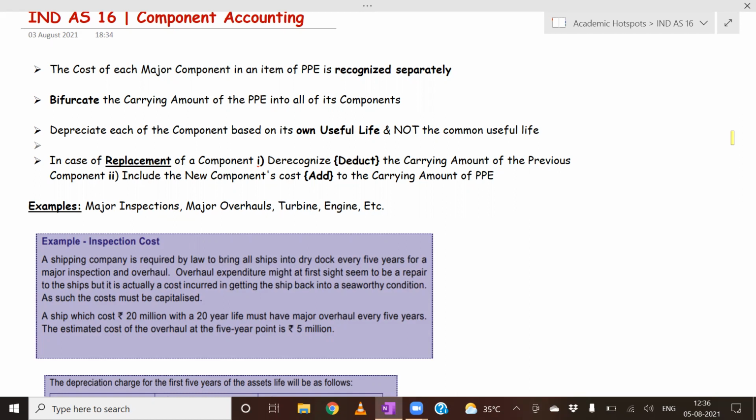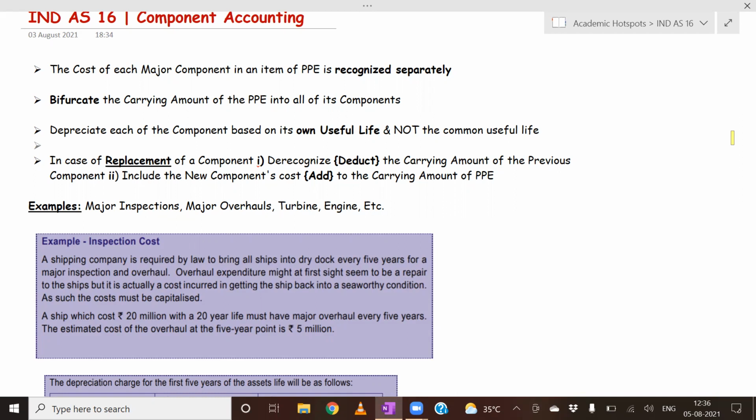In today's video, firstly, we'll be talking about Ind AS 16. As we all know, Ind AS 16, Property, Plant and Equipment, deals with all the fixed assets. And here we'll be talking about the non-current assets. And then we are going to talk specifically about the component accounting concept. So what is component accounting?